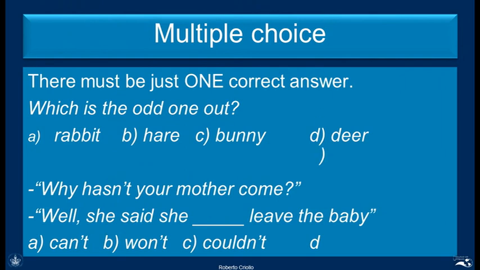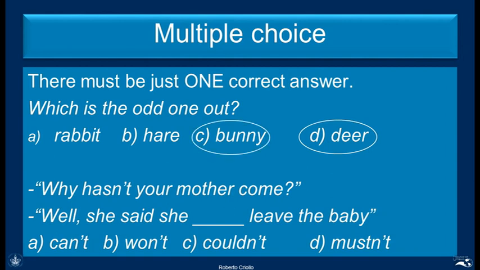So number one, which is the odd one out? The options are A, rabbit, B, hare, C, bunny, and D, deer. In this case, you may be tempted to think that deer is the correct answer because all of the other three words refer to the same kind of animal. But in fact, you will realize that we could also say that bunny is the odd one out because the three others are regular words and bunny is a baby word, so it's different from the others.